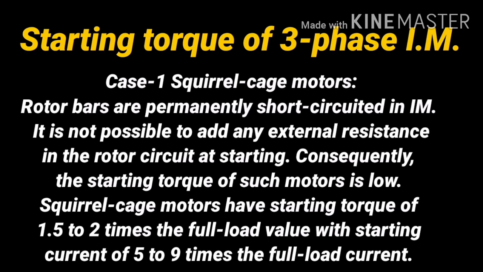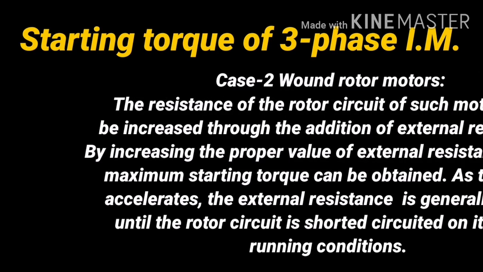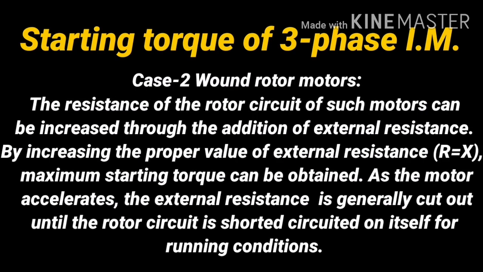Now see the second case, that is wound rotor motors. The resistance of the rotor circuit of such motors can be increased through the addition of external resistance. By increasing the external resistance to the proper value, that is R equal to X, maximum starting torque can be obtained. As the motor accelerates, the external resistance is generally cut out until the rotor circuit is short-circuited on itself for running conditions.